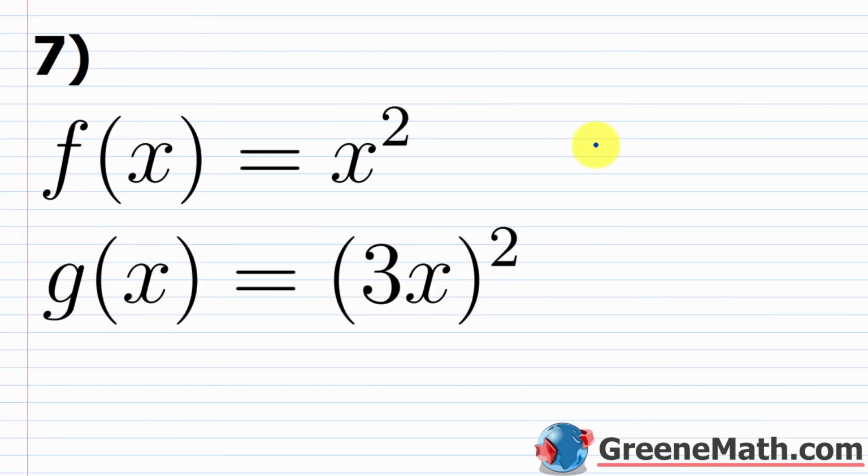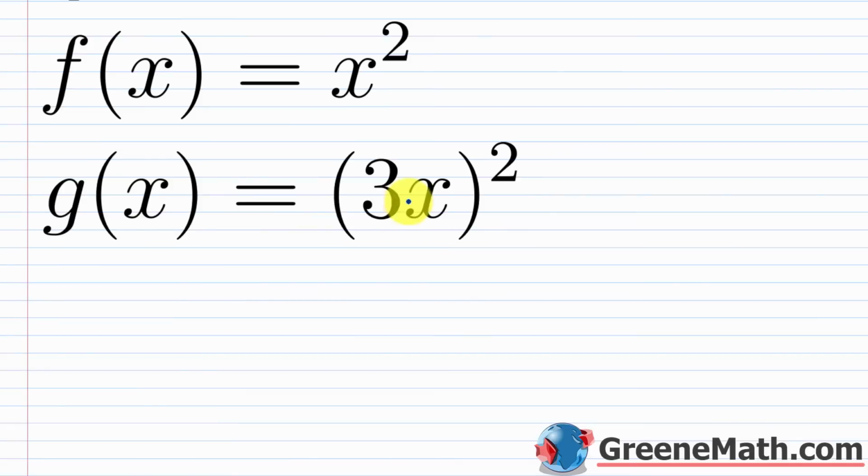All right, for problem 7, we have f of x equals x squared, and g of x equals 3x, again, this is inside of parentheses, being squared. Again, we're going to go with the way that it's given to us. And so this is on the inside. Again, it's being plugged in for x there. So in other words, we can say that g of x is equal to f of 3x.